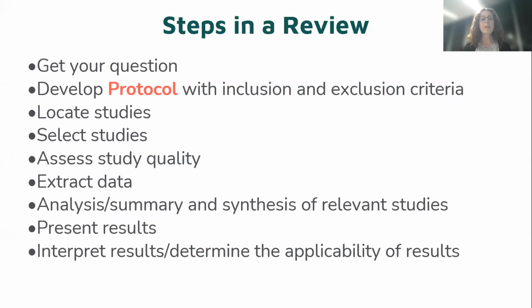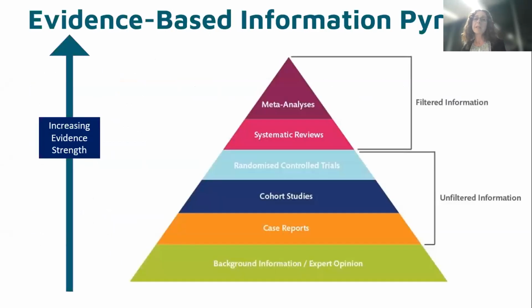So the steps in a systematic review, as the video was saying, are to get your question, develop your protocol with the inclusion-exclusion criteria, locate your studies, so that's your search, select your studies, assess the study quality, extract the data, analyze, summarize, and synthesize the relevant studies, present your results, and then interpret the results to determine the applicability of them. So this is an evidence-based pyramid, which shows you the increasing strength of the evidence as you move up from background information and expert opinion all the way up to systematic reviews and meta-analysis, which are the strongest type of evidence.